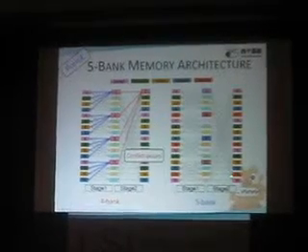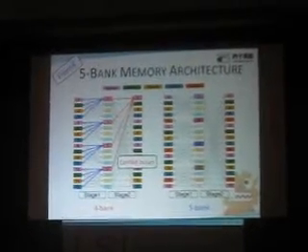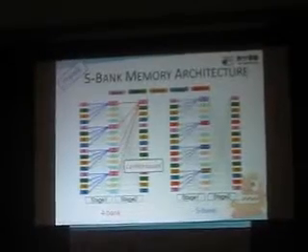On the other hand, this figure shows 5-bank memory architecture. In stage 1, similarly, there is no conflict.